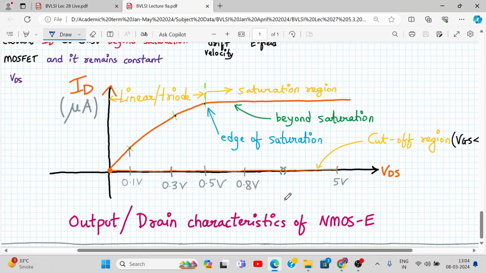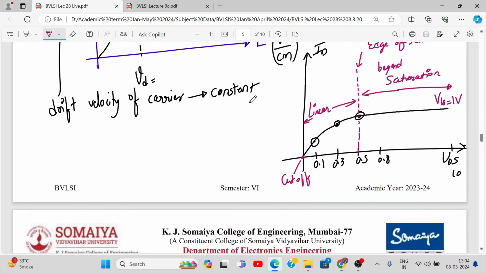Did you understand this now? Everyone? Please say yes or no. We have been discussing this for the last 1 hour. It's a little bit followed. I know it's a very basic thing. It's a conceptual derivation, explanation for the MOSFET characteristics, but this is most important.